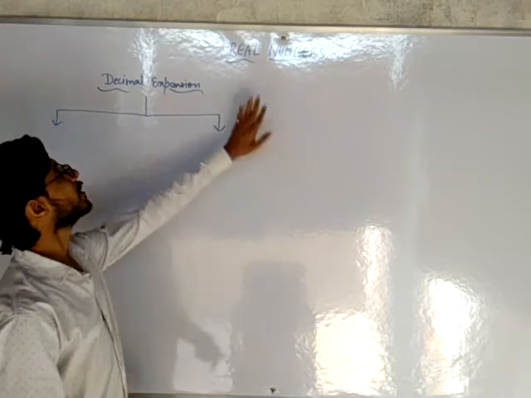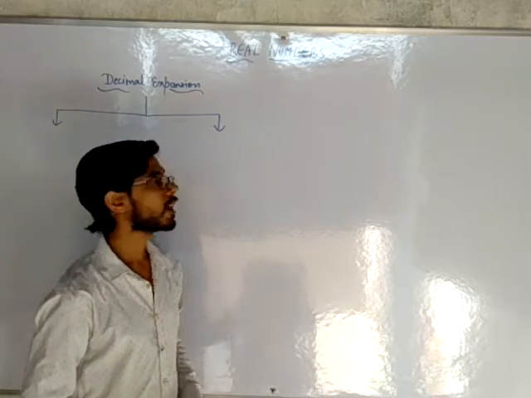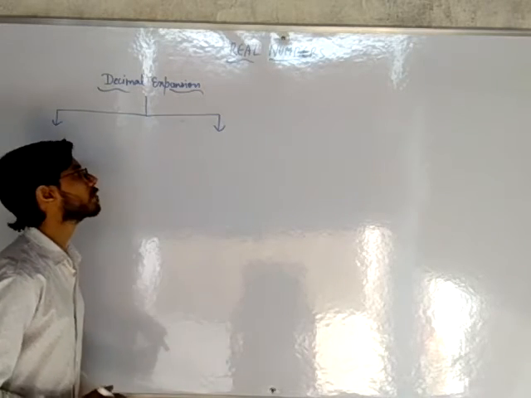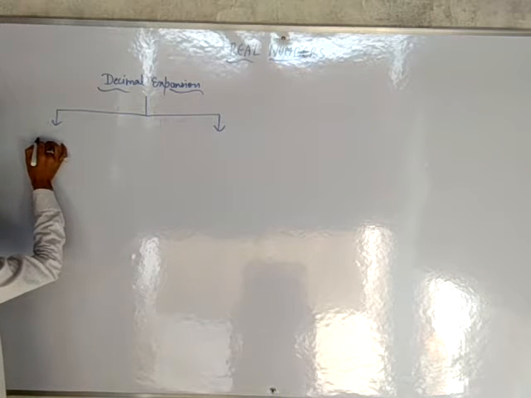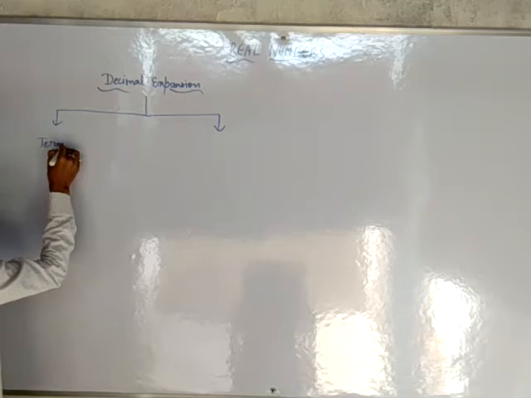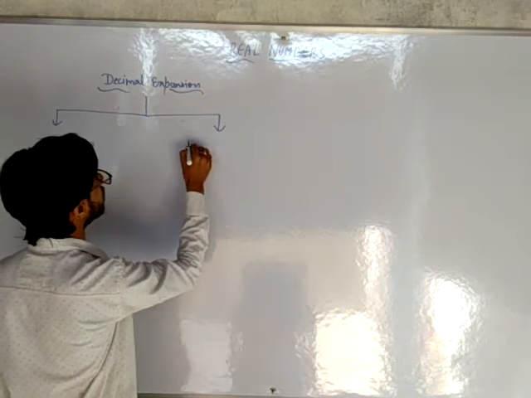We are doing real numbers. Today we will do decimal expansion. We have studied in class 9th also. Decimal expansions are of two types. First is terminating and second is non-terminating.